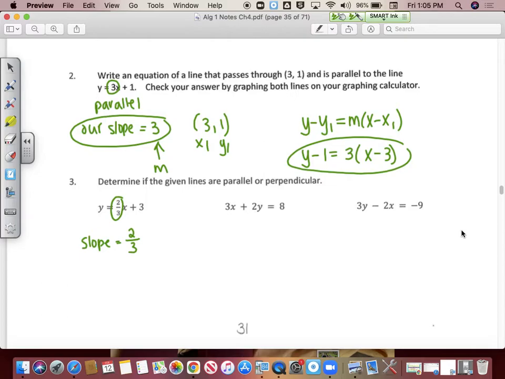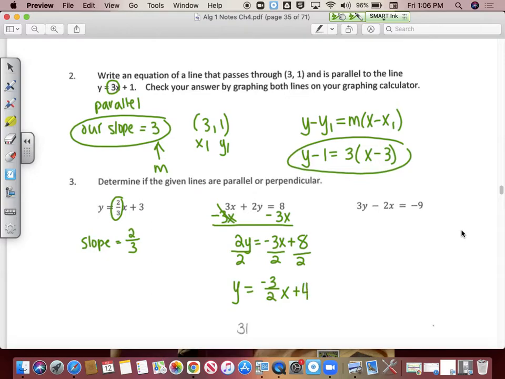Both of those equations, though, are not right now in the correct form. In order to see the slope, I either need it to be in point-slope form or slope-intercept form. The easiest thing to do is to take these two equations and put them into slope-intercept form by solving for y. So to do that, I would subtract both sides by 3x. I get 2y equals -3x plus 8. I divide everything by 2. And the equation here is y equals -3/2 x plus 4.